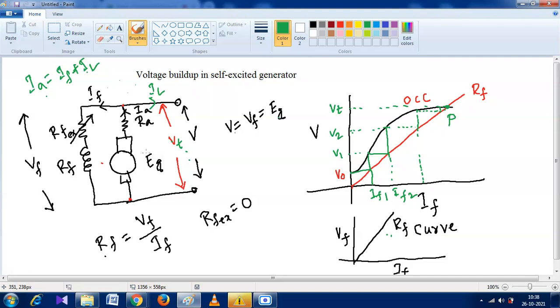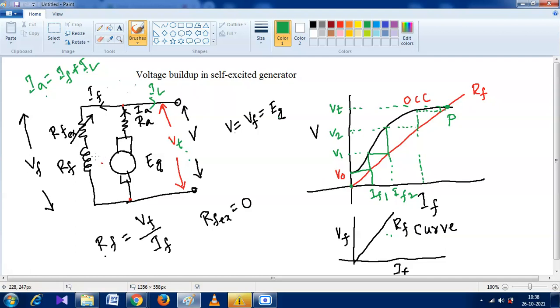Is there any current? No, sir. That means this is the 0 point position. The value of field current is 0. Due to the residual magnetism, there is some flux on the field coil. Is it so or not?